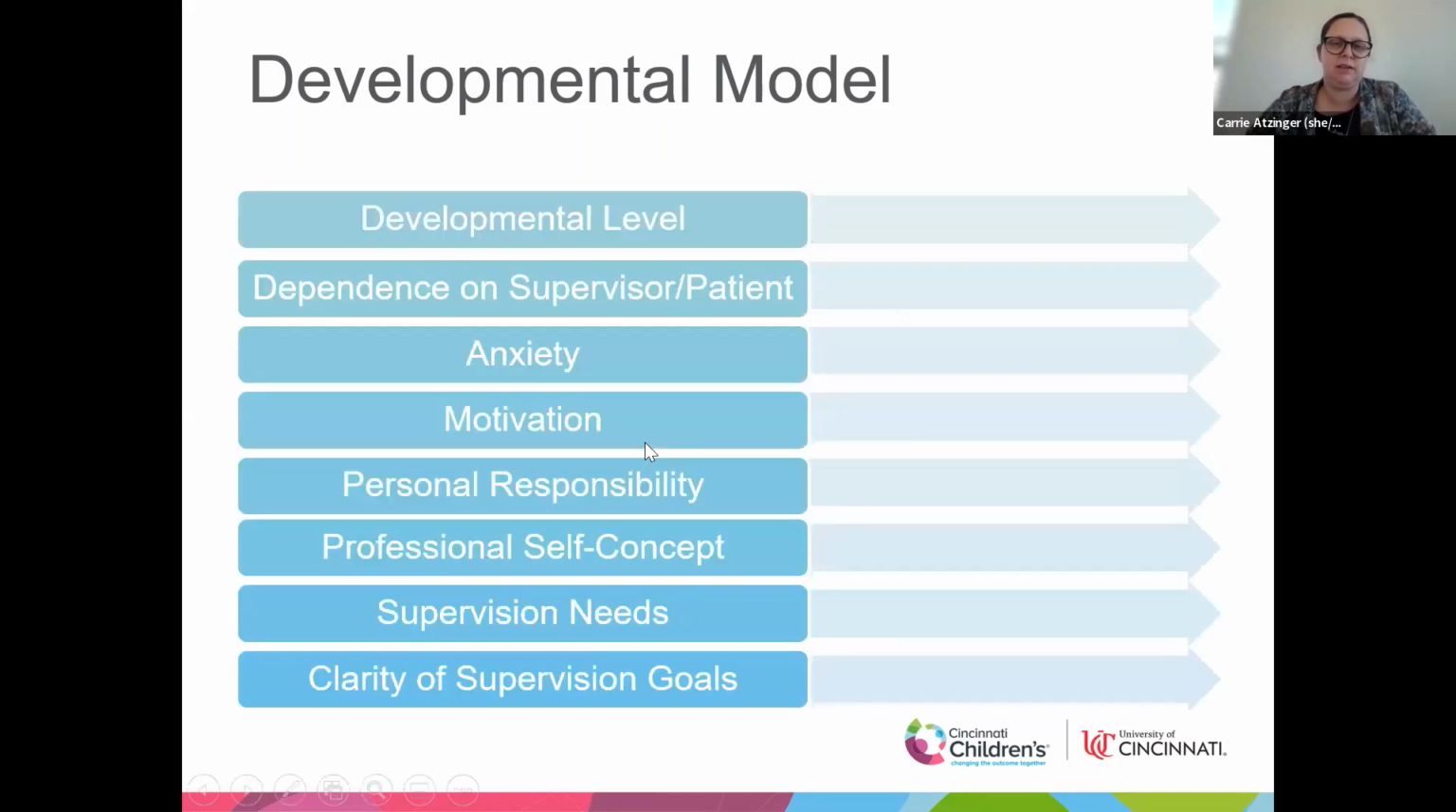And developmental level doesn't have to mean just experience, like how many patients have you seen? It could be, you know, how motivated is the learner to learn? How anxious are they about learning a new skill? How clear are the goals that you have for supervision, or how clear are the goals that the student has? So those are all things that can affect what roles we take on as a supervisor.